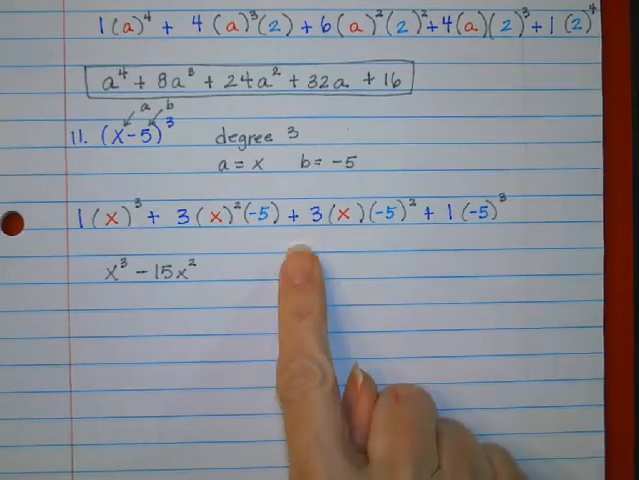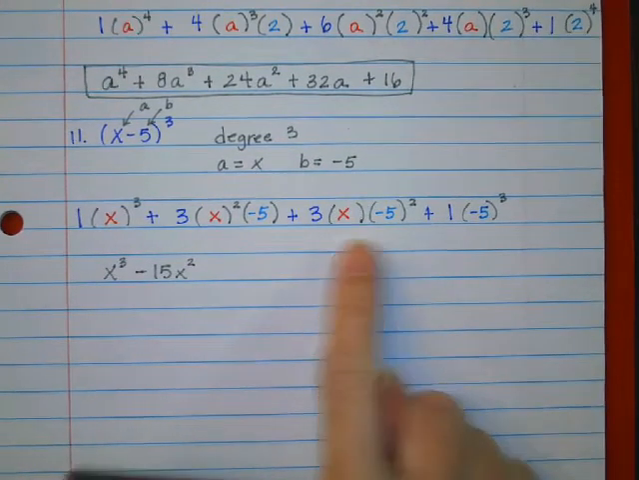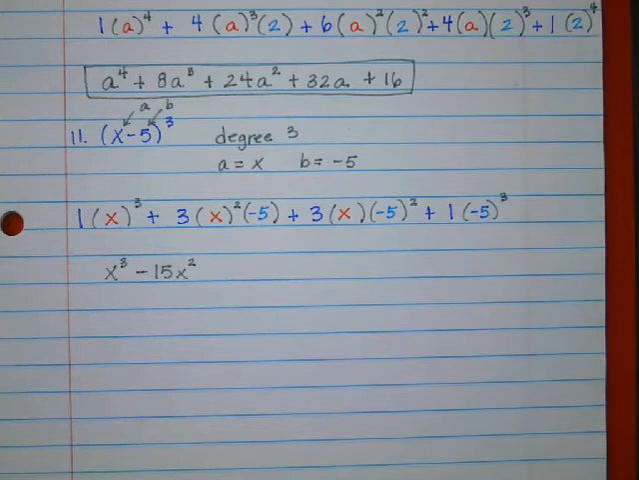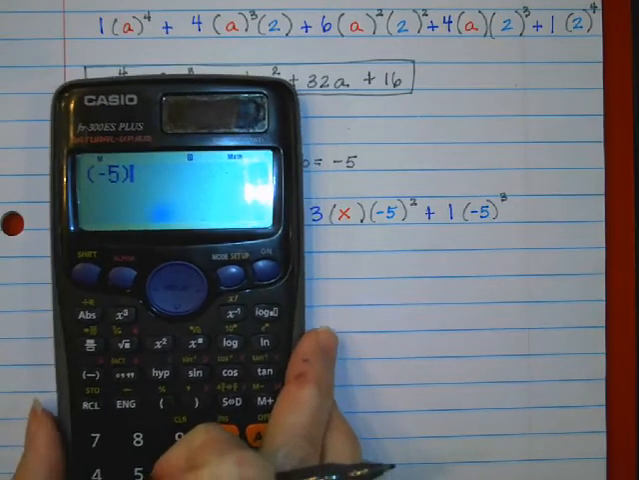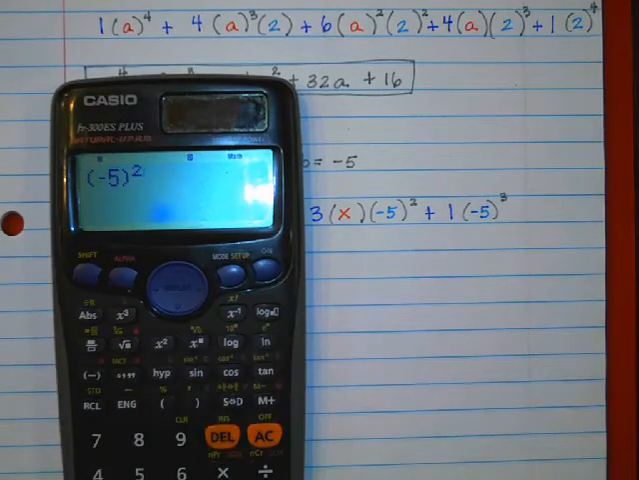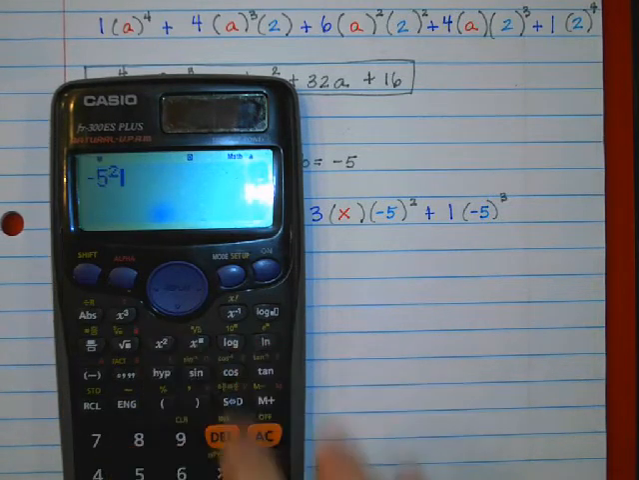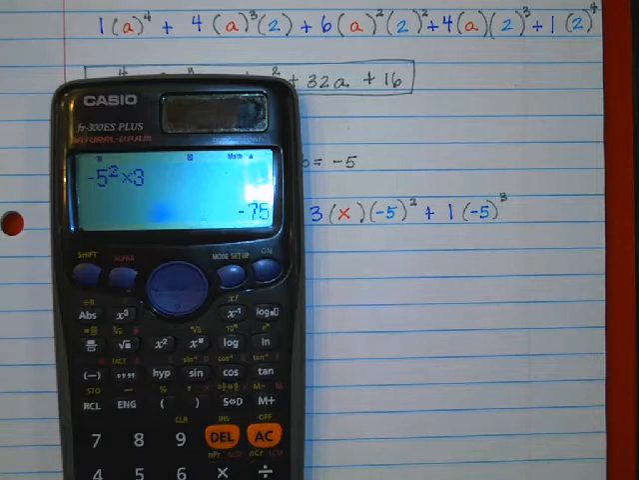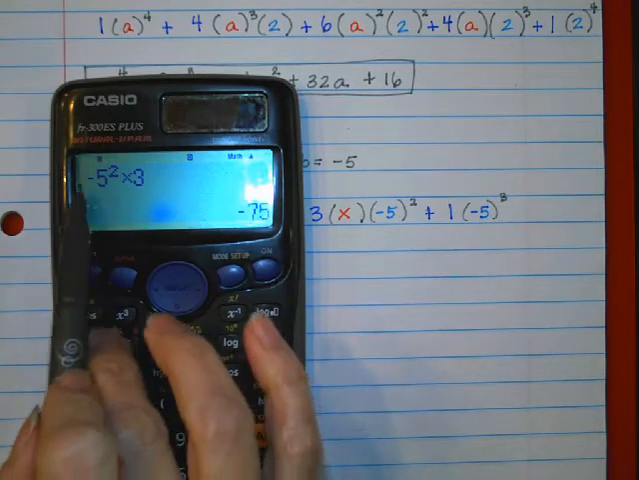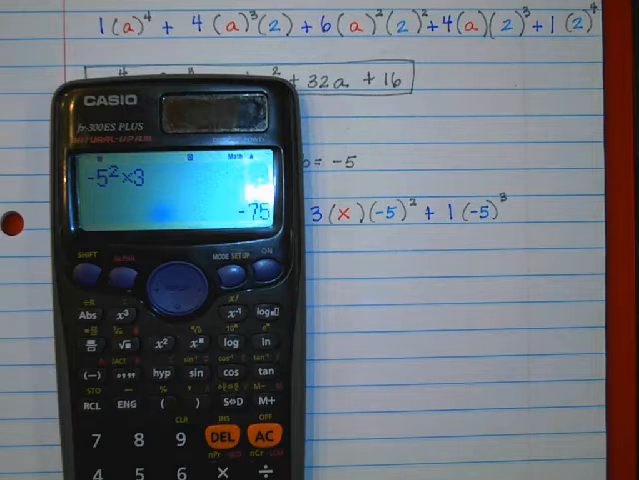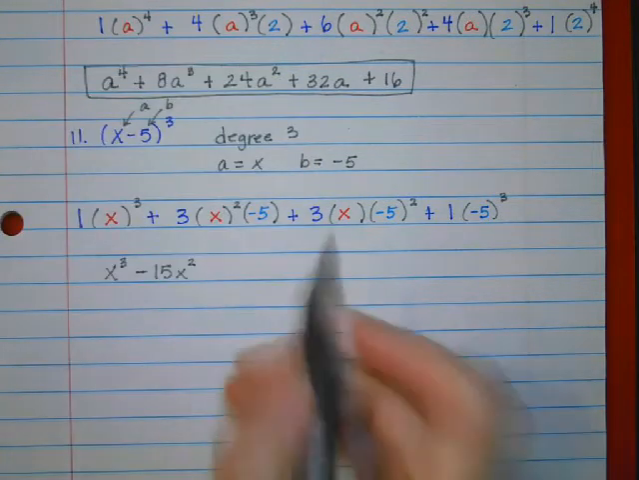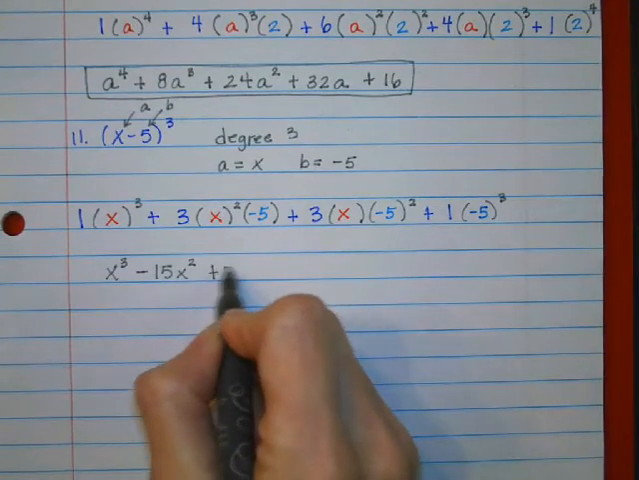Here we've got 3 times x times negative 5 squared. So now I've got to take that negative 5, square it, and multiply it by 3, and I'll get a positive 75, not a negative 75. Because if you would have done negative 5 squared times 3, now you're going to get a negative 75, because it's squaring the 5 and then multiplying it by a negative 1. So those parentheses are very, very important. Then you're going to have 75 times x, which is a positive 75x.